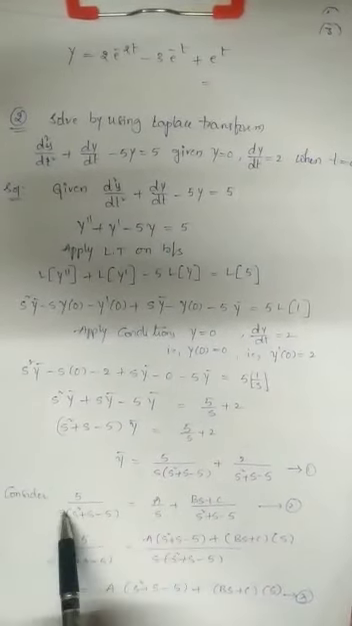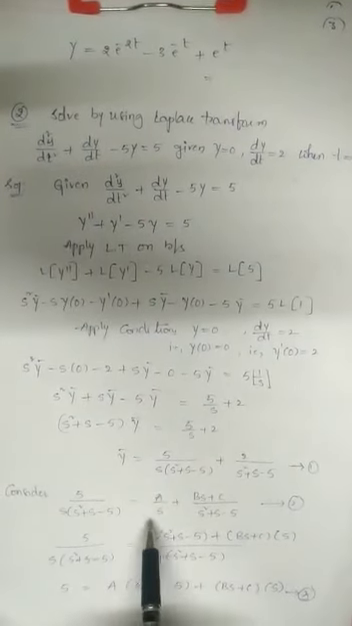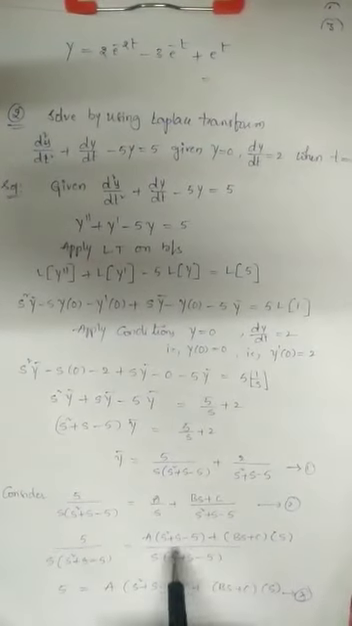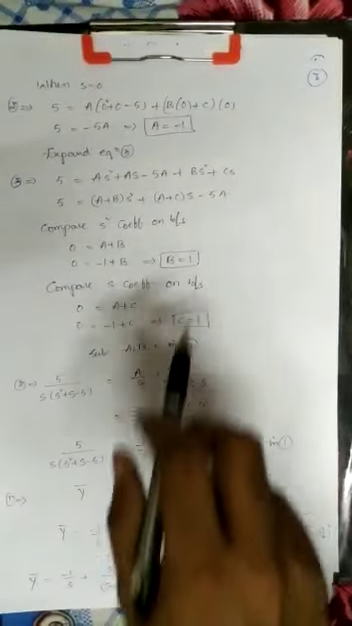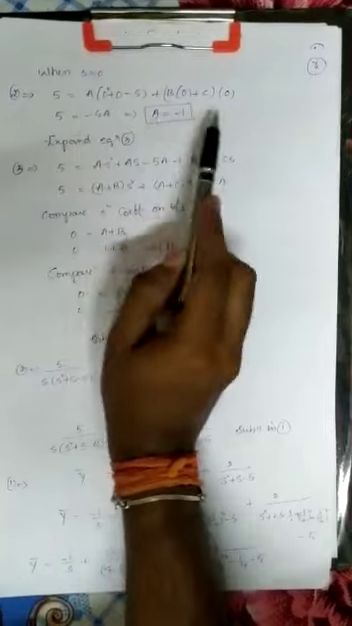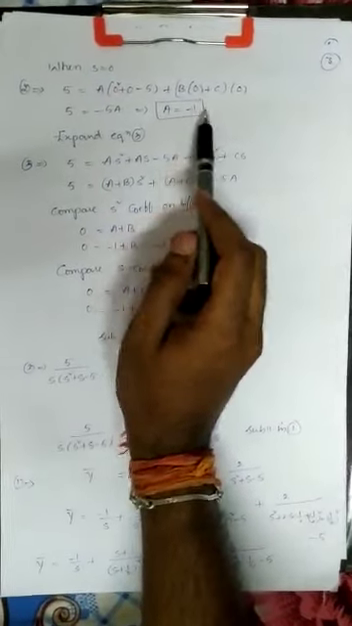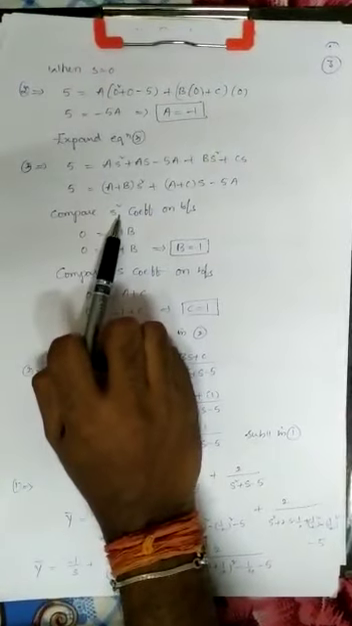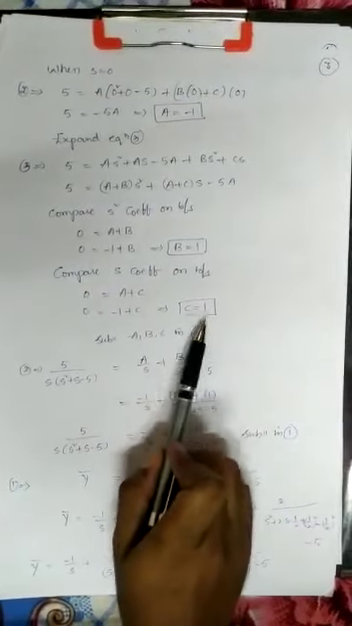A by s is a linear factor, and s square plus s minus 5 is a quadratic factor. So we have to take (bs plus c) by (s square plus s minus 5), then take the LCM and simplify it. By making the first linear factor s equal to 0, you will get the a value. Then we don't have any other linear factors, so expand equation number 3, and by comparing s square coefficients on both sides, you will get the b value. By comparing s coefficients on both sides, you will get the c value.